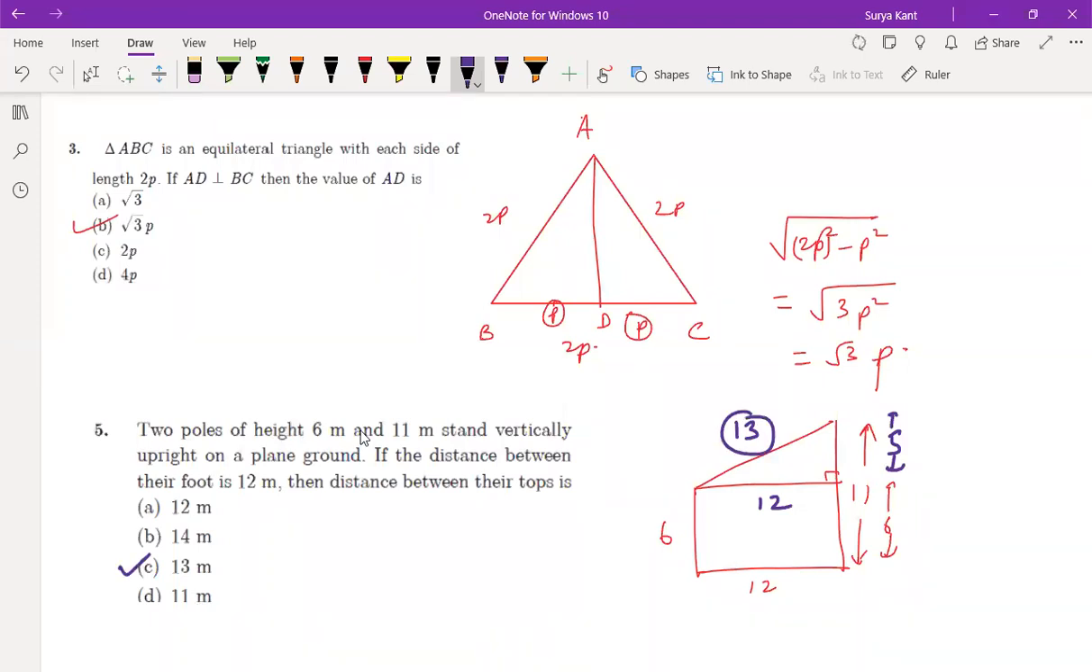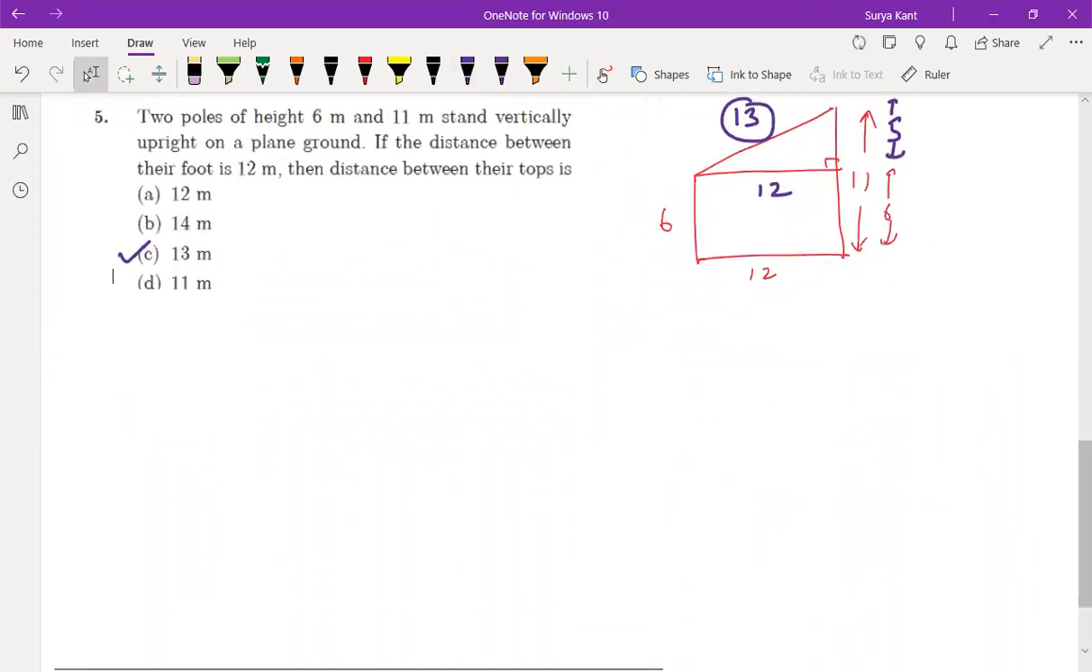Hemant, all these questions are very, very easy. Okay. Yes, sir. If you're not understanding, just ask, because these are very easy questions. Next is question number 8. We are going to do it now. Question number 8.